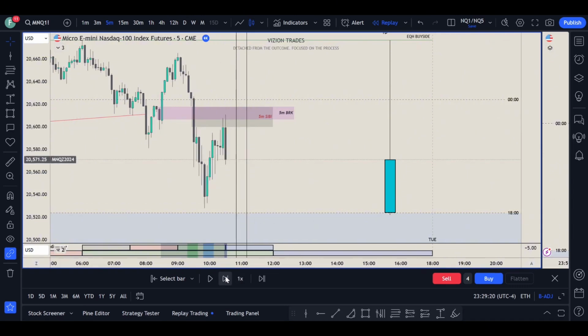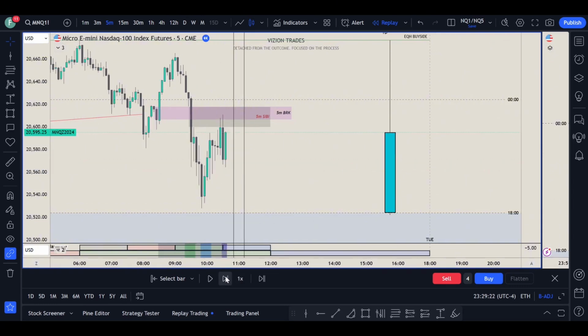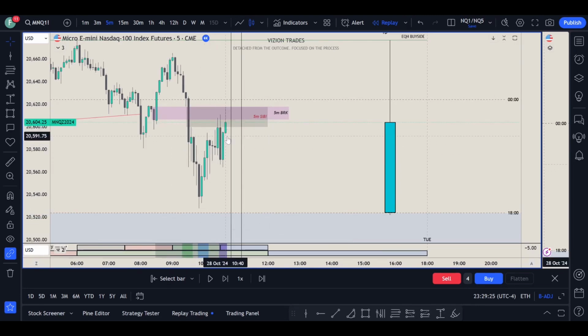Okay, so that's a good reaction. That's a great reaction. Okay, now it's time to come back. Okay, good. So right here in this space, in the 5-minute breaker and in the CB, that's our unicorn setup. So you could take an entry off of that.